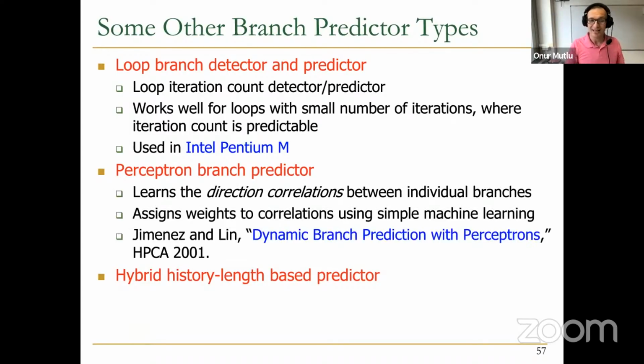We're going to talk about an exciting idea, the Perceptron branch predictor. The idea is to use machine learning to learn the direction correlations between individual branches. And we're going to talk about that. And this is also used in existing processors.